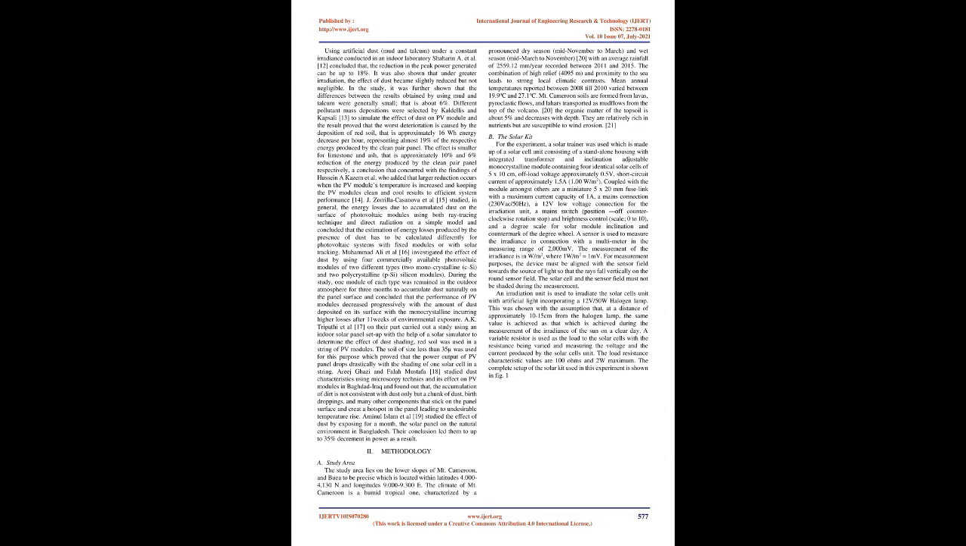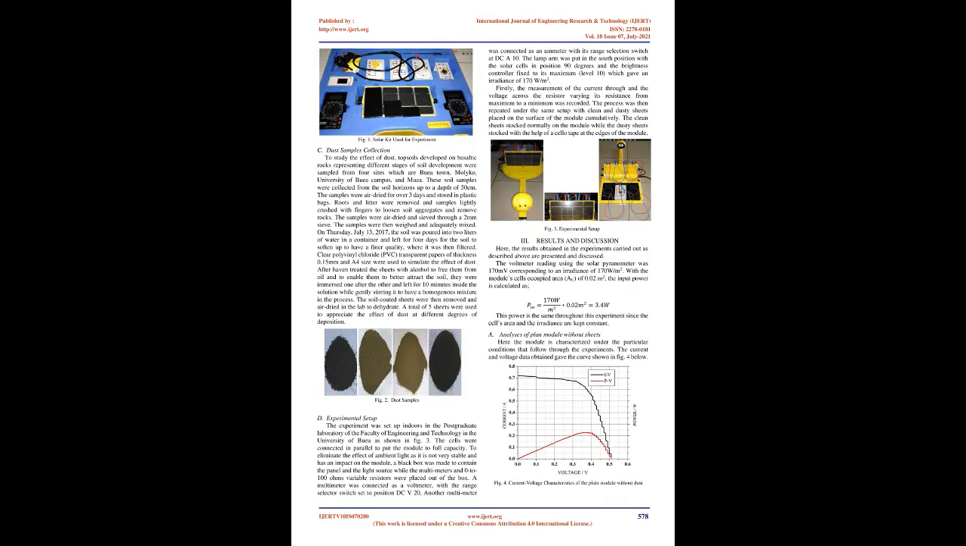Muhammad Ali et al. [16] investigated the effect of dust by using 4 commercially available photovoltaic modules of 2 different types, 2 monocrystalline, c-Si, and 2 polycrystalline, p-Si, silicon modules. During the study, 1 module of each type was left in the outdoor atmosphere for 3 months to accumulate dust naturally on the panel surface, and concluded that the performance of PV modules decreased progressively with the amount of dust deposited on its surface, with the monocrystalline incurring higher losses after 1 week of environmental exposure.